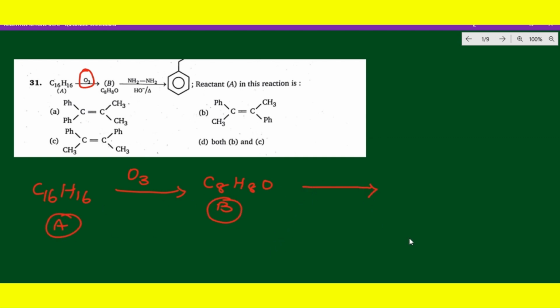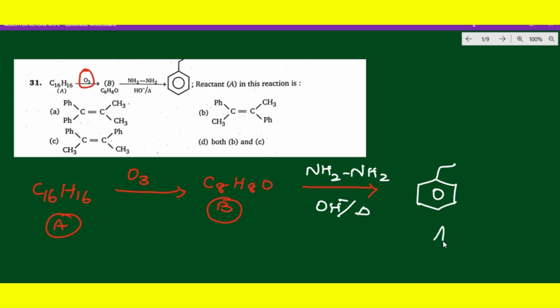This is undergoing the reaction with NH2NH2. So, what is the NH2NH2? Hydrazine along with OH minus. While heating, you are getting the compound. It is ethyl benzene. Right. I hope you got that idea. Okay, so this is ethyl benzene.